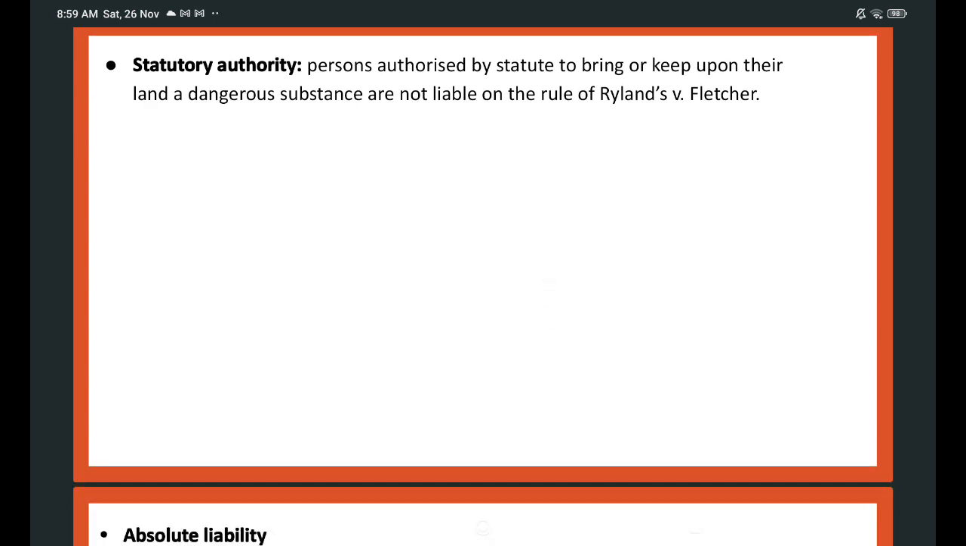Fifth, statutory authority. Persons authorized by statute to keep upon their land a dangerous substance are not liable under the rule of Rylands versus Fletcher. The defendant company had statutory authority to supply water to the town by pipes. A water pipe broke without the fault of the company. Water entered the plaintiff's house and caused damage to the goods. Held, the defendants were not liable.